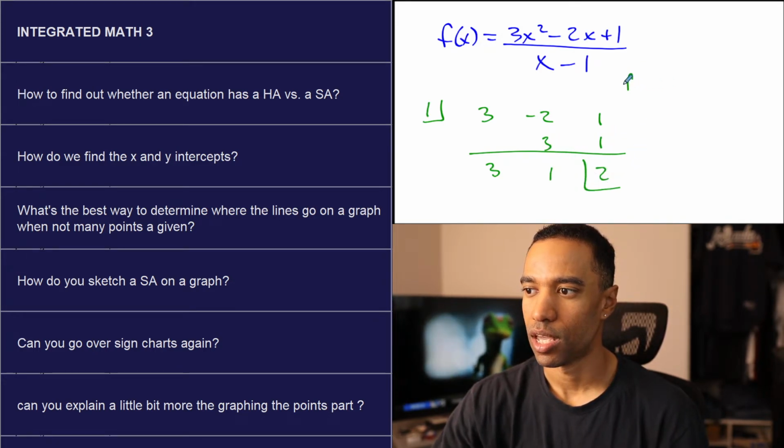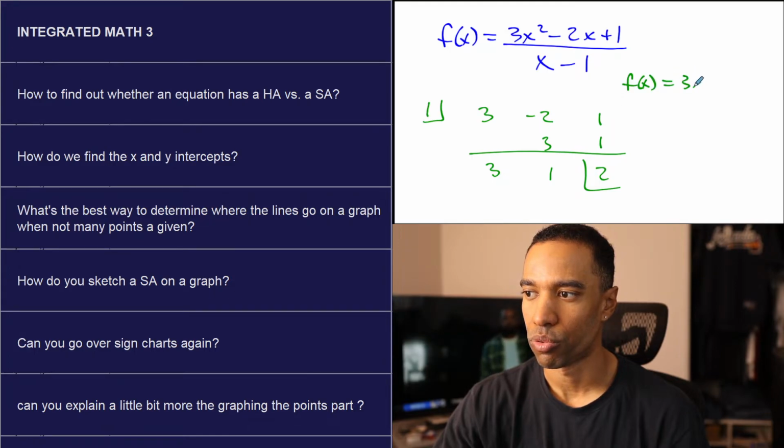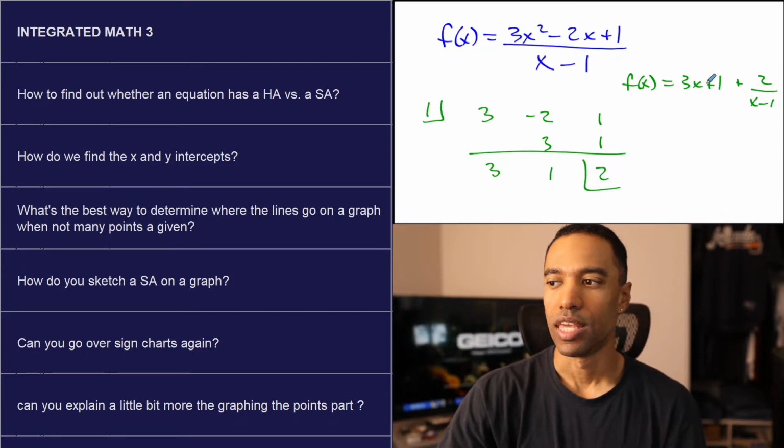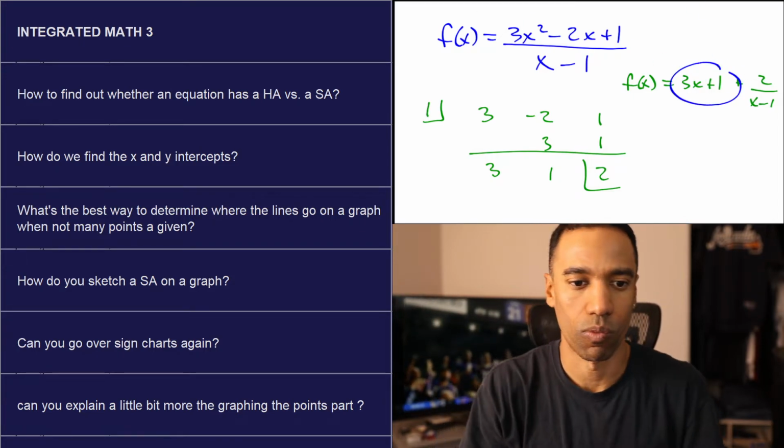And what you get is a rewrite of your equation into 3x plus 1 and then plus 2 over x minus 1. Okay, hold on, I have an alarm going off. Give me 1 second here.